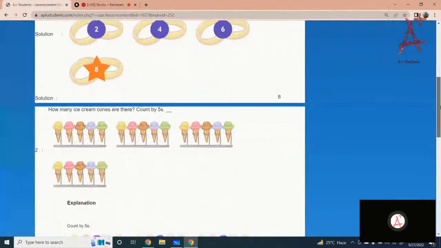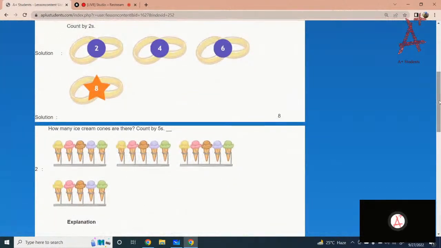Okay, the next one is how many ice cream cones are there? Count by fives. So count by 5 means in each set you have 5 of them. So 5, then 5 plus 5 makes 10. That means these two sets make 10 ice creams. The next one, 10 plus 5 is 15. So in the next three sets have 15 ice creams, and 15 plus 5 is 20. So the last one is 20. So that means the total ice creams are 20.